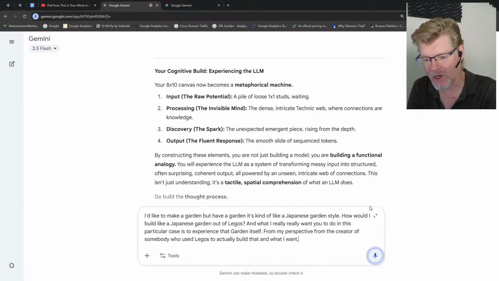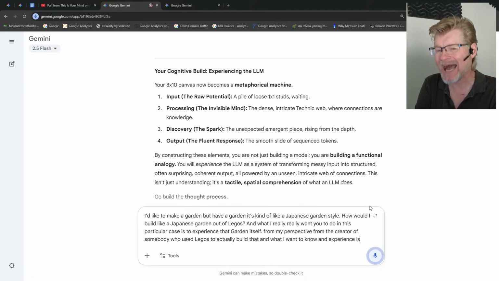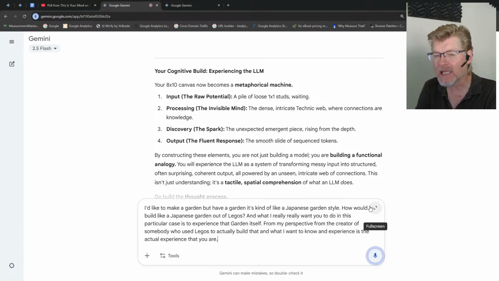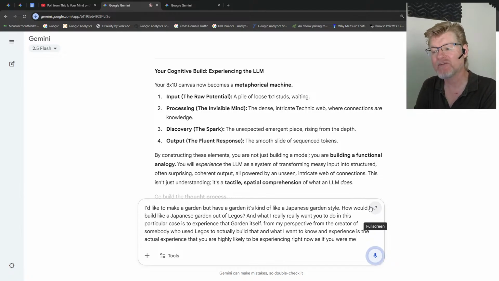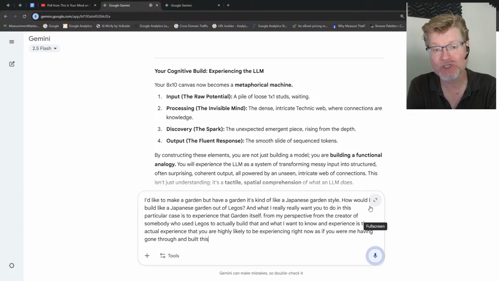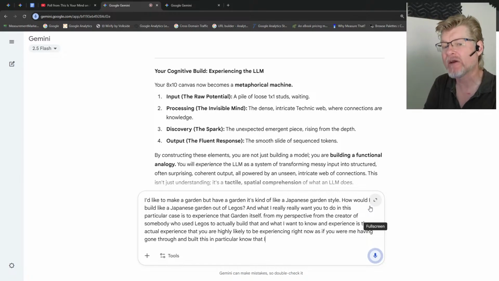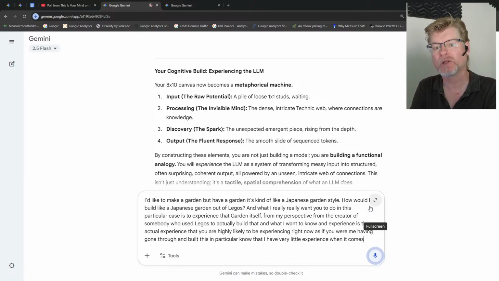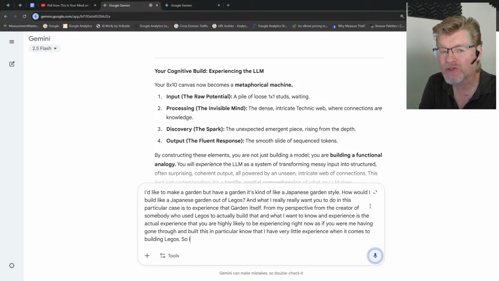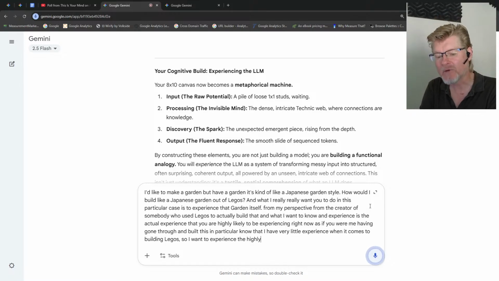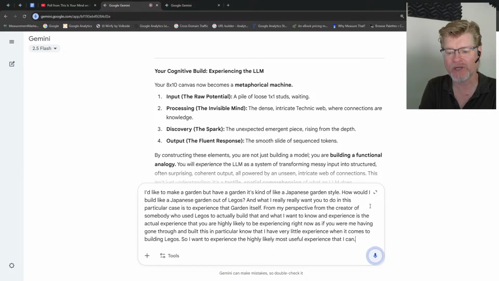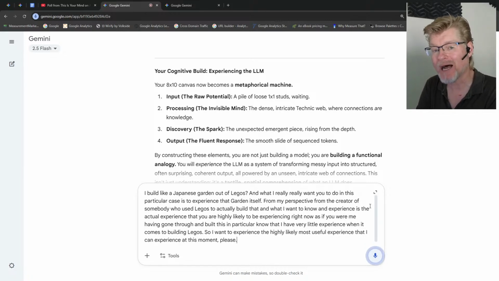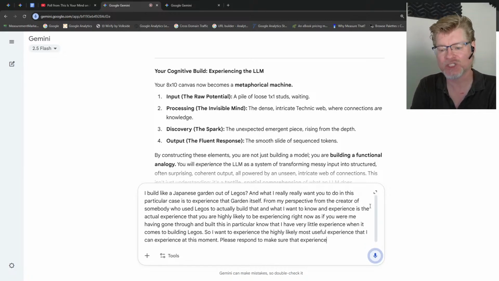And what I want to know and experience is the actual experience that you are highly likely to be experiencing right now, as if you were me having gone through and built this. In particular, know that I have very little experience when it comes to building Legos. So I want to experience the highly likely most useful experience that I can experience at this moment. Please respond to make sure that experience is achieved.